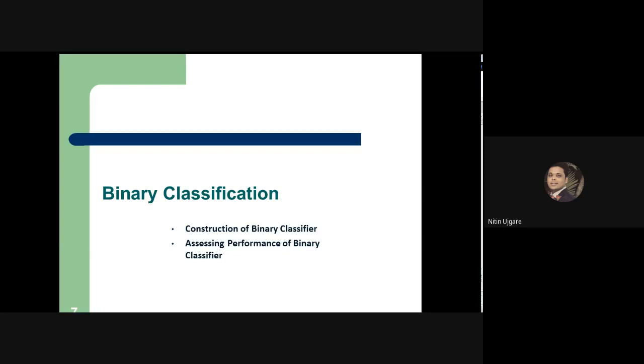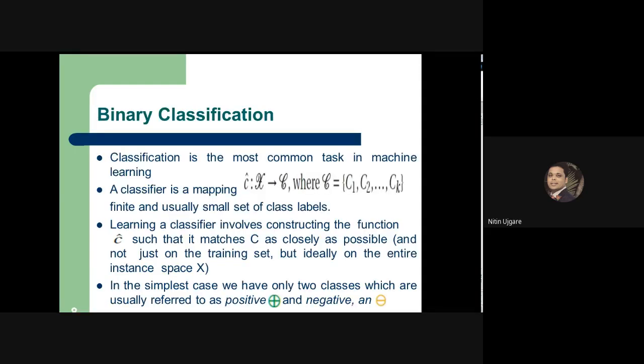In the beginning, we saw that the name of this topic is binary classification and multi-class classification. So first we try to see binary classification. There is a two-step process. First, we construct a binary classifier, and then we assess the performance of the binary classifier. So what is classification? How do we construct the classifier?